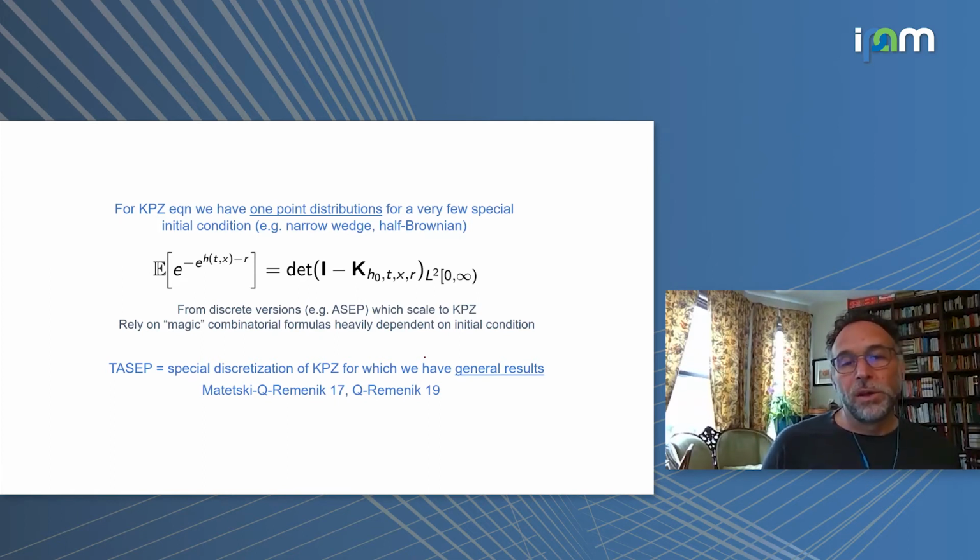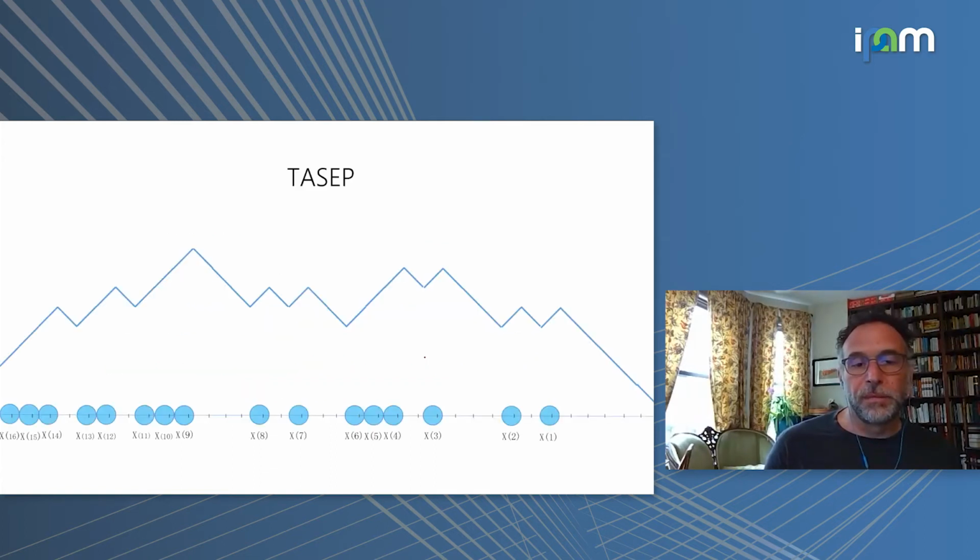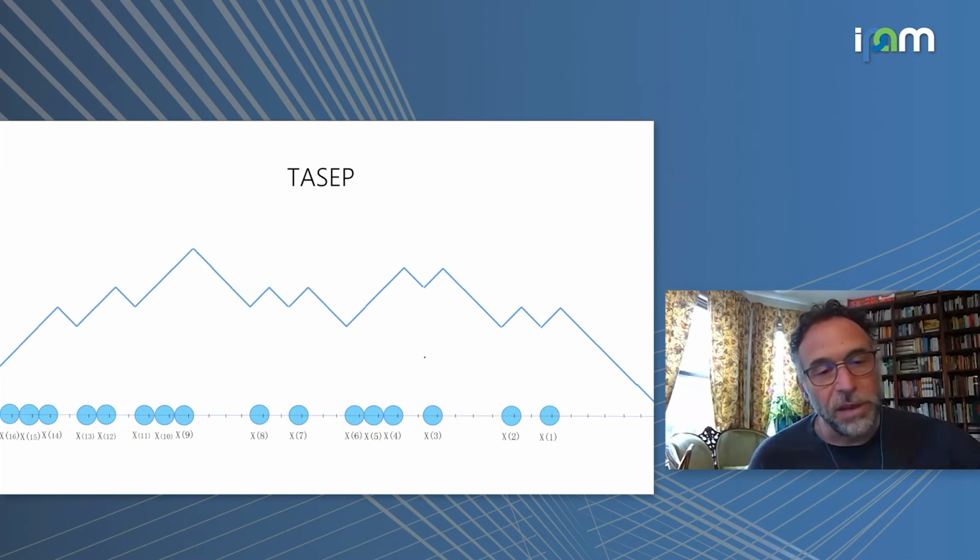Okay. So what we're going to talk about in this talk is a special discretization of KPZ called TASEP, for which we have general results. So let me describe TASEP. TASEP is an evolution of height functions. And now the height functions are just simple random walk paths, which means they're functions over the integer lattice, which are only allowed to change by 1 from one integer to the next. So they only go up or down by 1. And that's called a simple random walk path. So I've drawn one of them here.